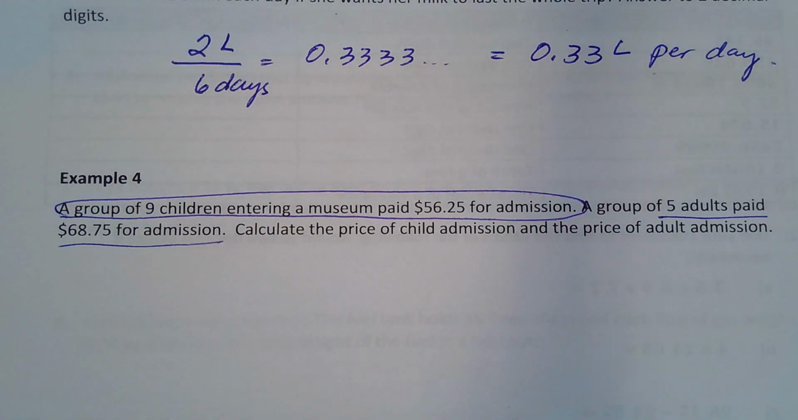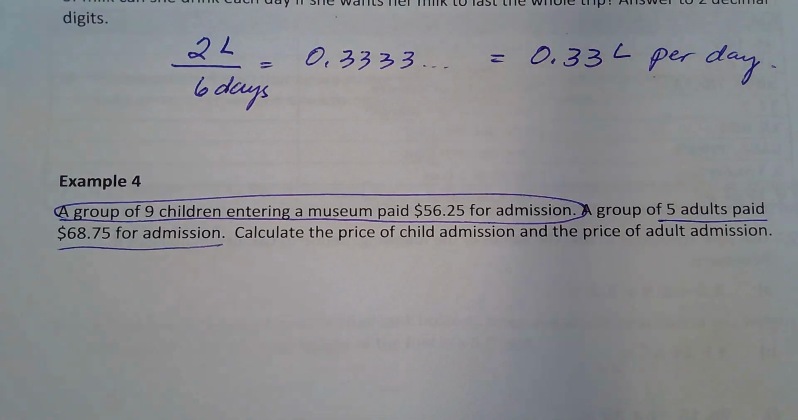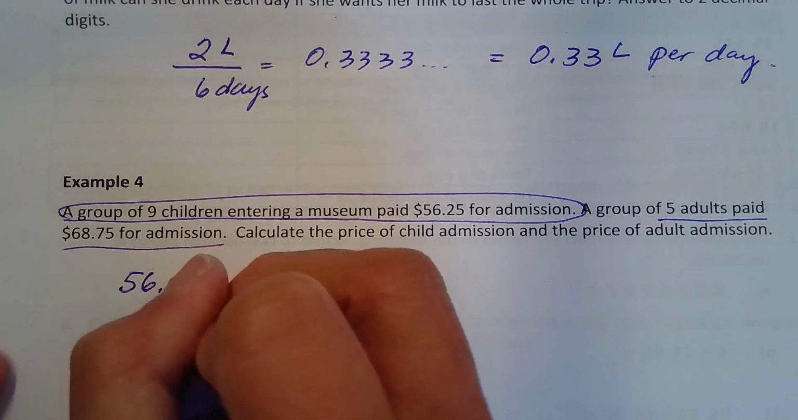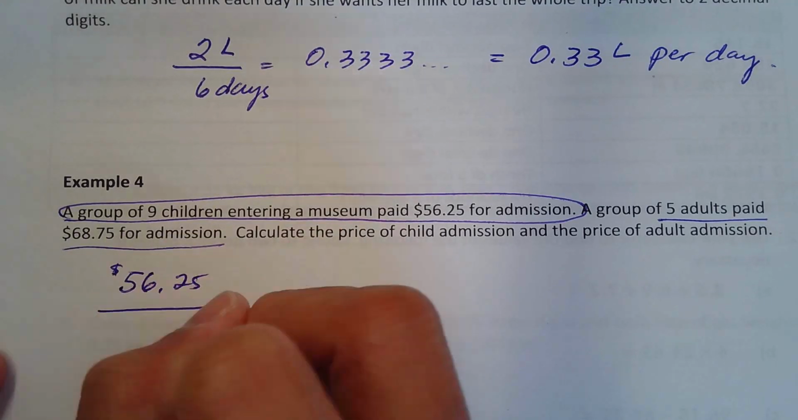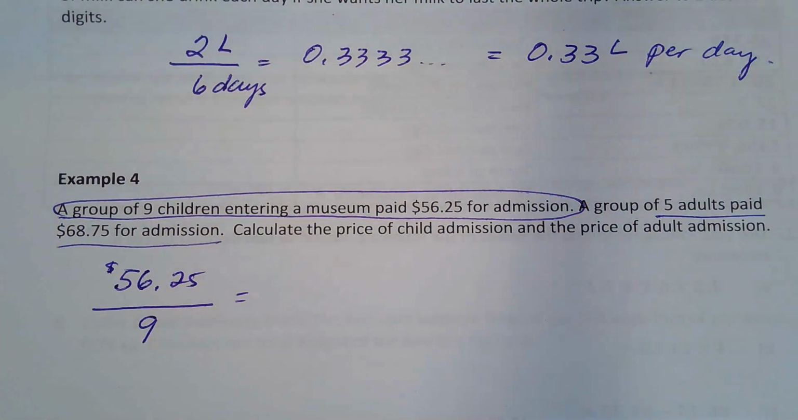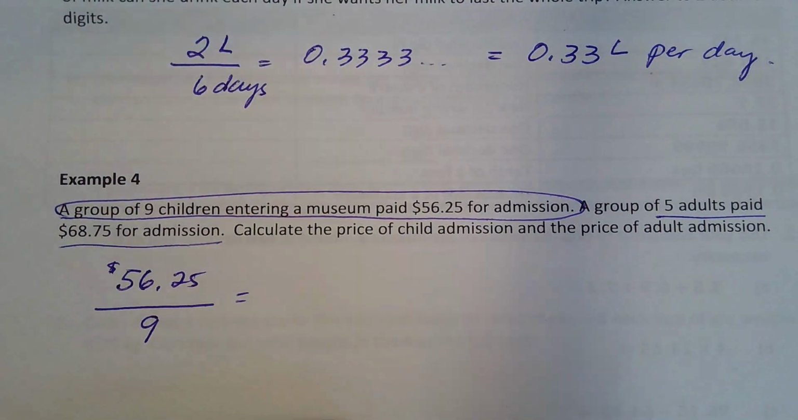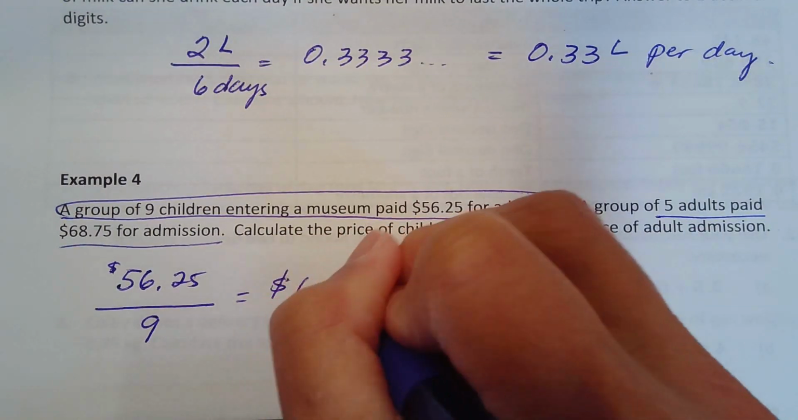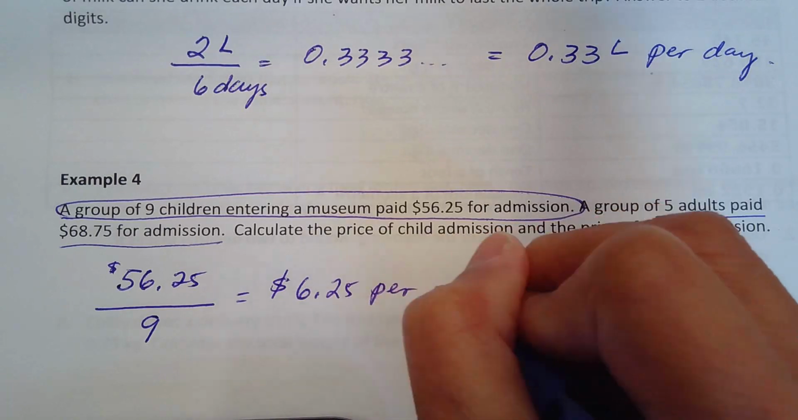How do you? Okay, and how did you come to that? Okay, so it would be 56.25 divided by 9, right? So 56.25 divided by, for all 9 children, and that's going to give you $6.25 per child.